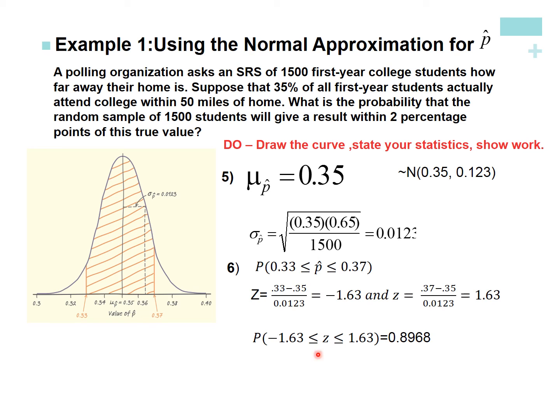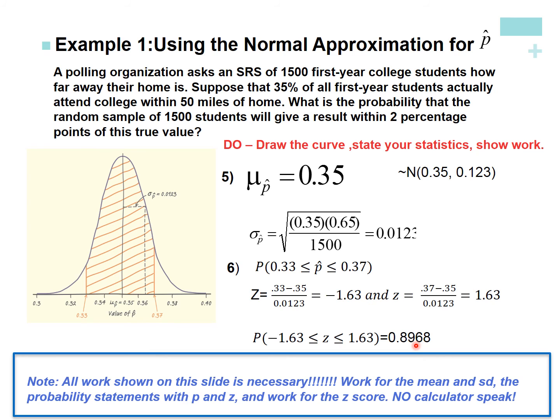Now you can do all of this on your calculator. It's the same thing: normal CDF, negative 1.63 lower bound, 1.63 upper bound, and then your area, which is 0.8968. You can also use your table. So 89.68%.